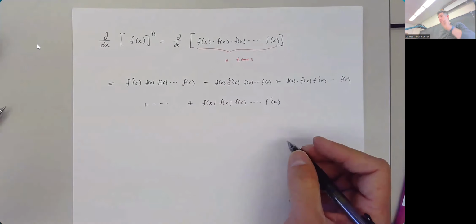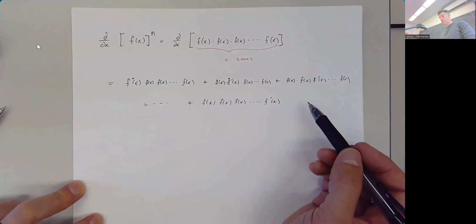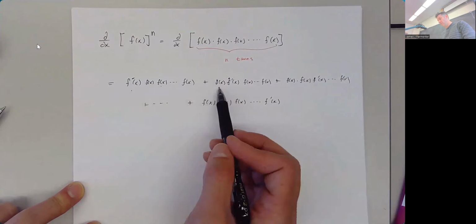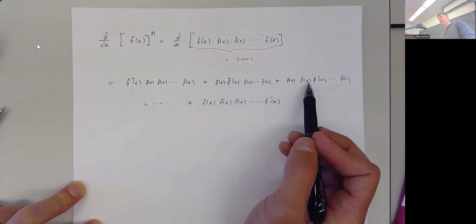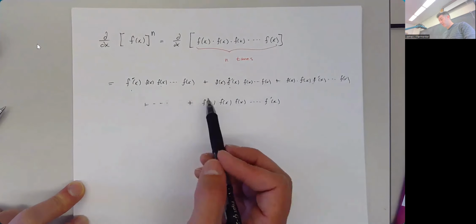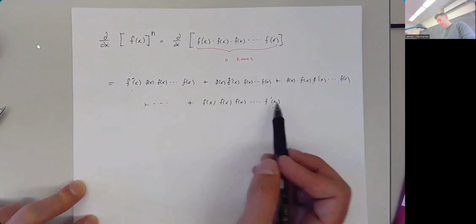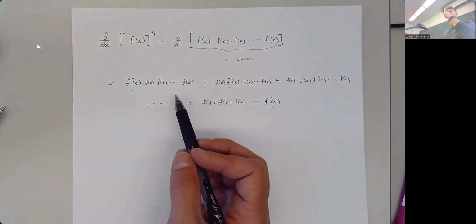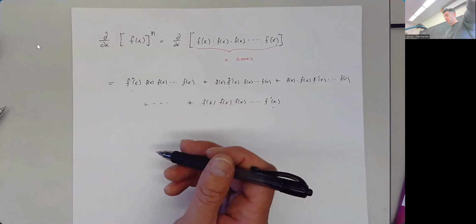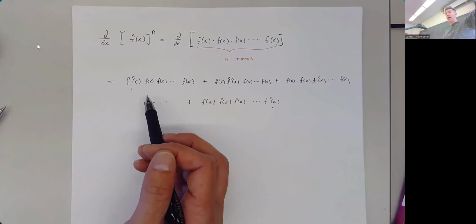All right, so two things. Thing 1, there are n of these. In the first one, the derivative is in the first spot. In the second one, the derivative is in the second spot. In the third one, the derivative is in the third spot. In the fourth one, the derivative would be in the fourth spot, and so on and so on, until you get to the nth one, where the derivative is in the nth spot. Each of these things has n things multiplied together. One of them is f prime, and the other n minus 1 of them are all f.